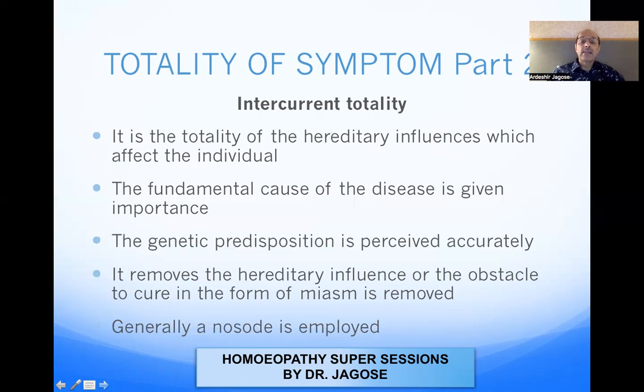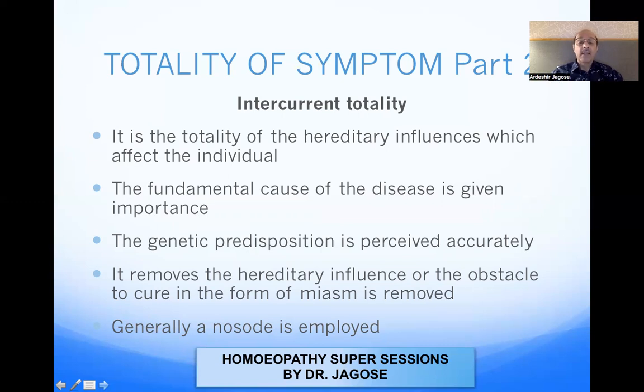Intercurrent totality is a totality of the hereditary influences which affect the individual. So here, whatever hereditary influences or genetic disorders are there in an individual, we have to find that out. Once we find out the family history and the hereditary influences in the family, then we can identify the fundamental cause. The fundamental cause of the disease is given great importance. The genetic predisposition is perceived accurately. It removes the hereditary influence, or the obstacle to cure in the form of miasm is removed.